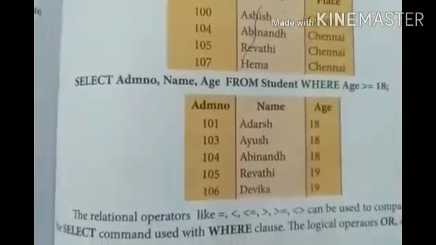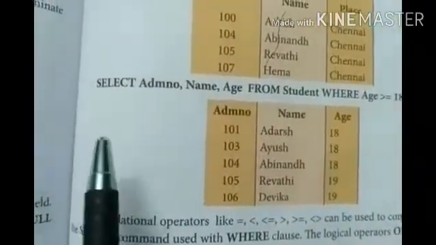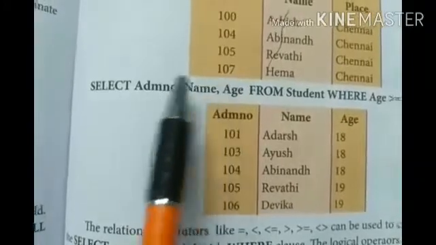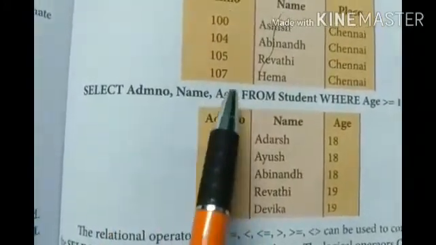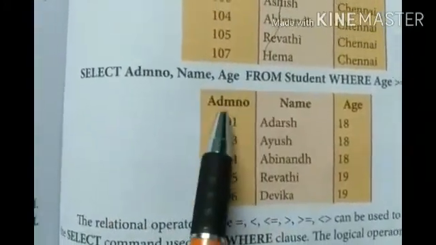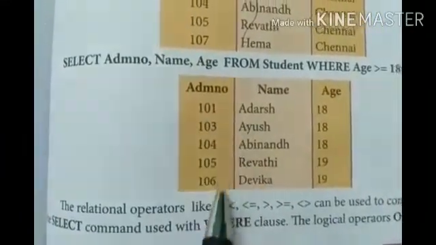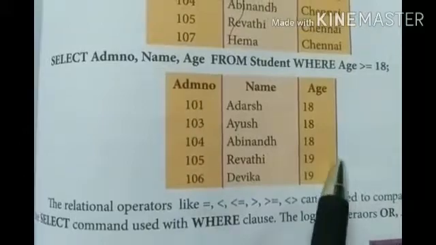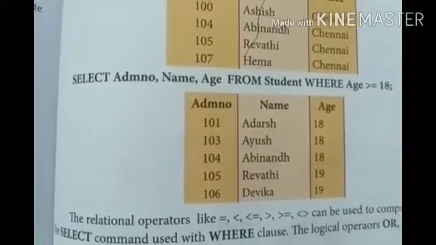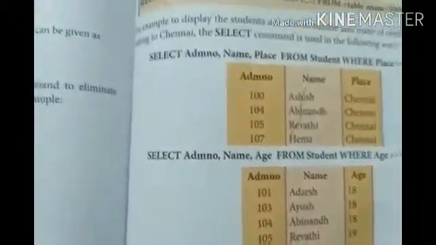So in the output, you see here, they didn't ask to display all the fields. They asked to display only 3 fields: admission number, name, and age. So the 5 records that satisfy the condition got displayed. And then we are going to see the next example for AND.